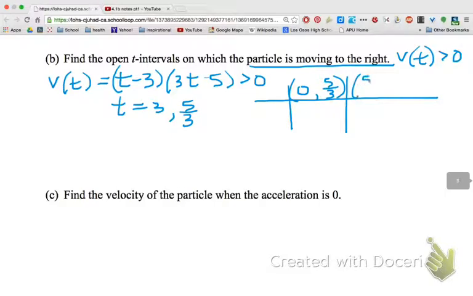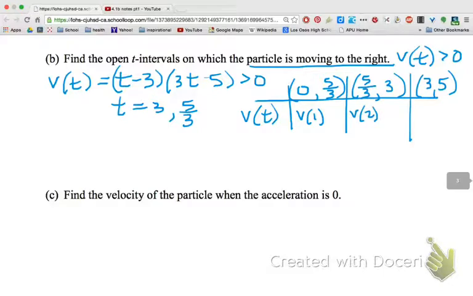And then we'll go to 3, and our last interval will go to 5. We'll call it velocity. And so here, let's see, I'll test 1. Here I'll test 2. Here I'll test 4. And so if I test 5/3, I'll get 0. If I plug in 1, the first one will be negative and the second one will be negative, so negative times a negative is a positive.